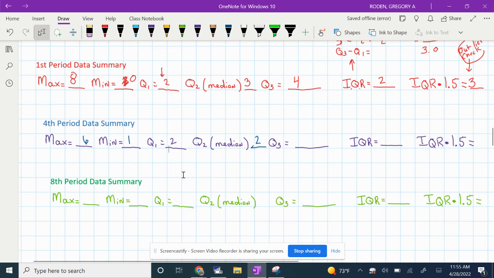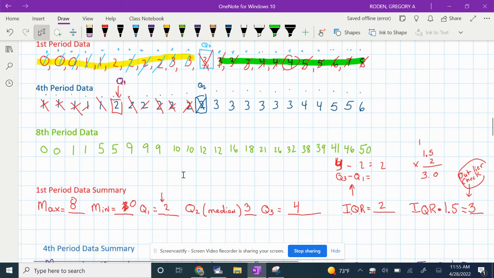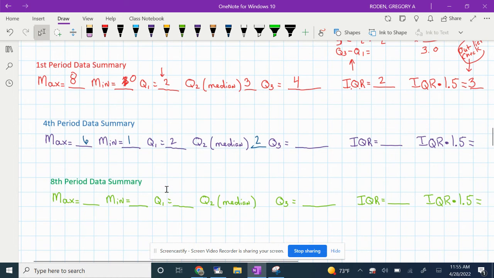Now, the last one is Q3. Well, not the last one, but let's go ahead and do that one. So for Q3, this one cancels this one, this one cancels this one, and so on. So 3 is your Q3. Okay. So now I'm going to go ahead and put a 3 where Q3 is.